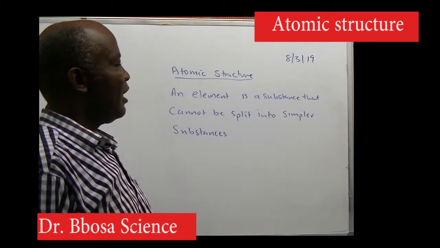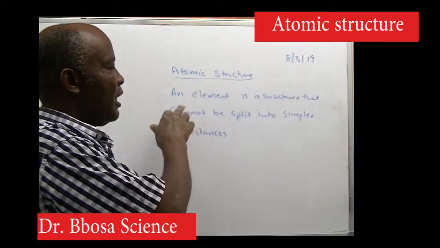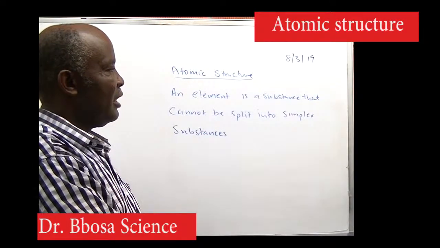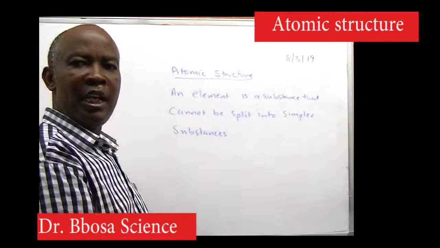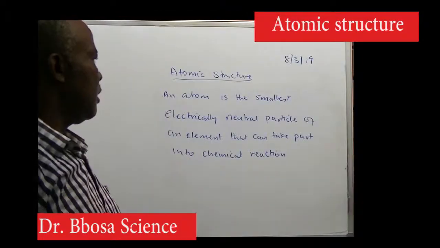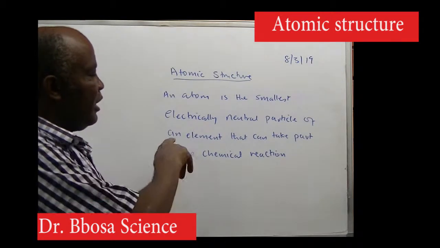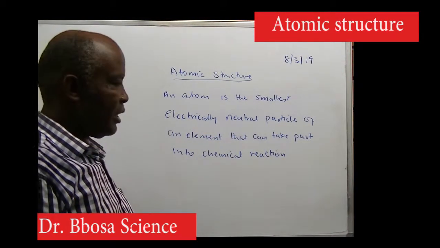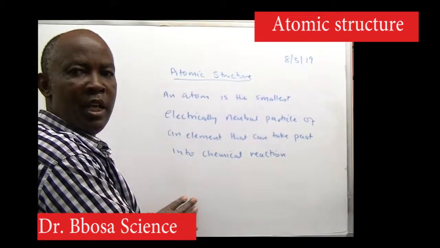Before we look at the structure of an atom, let us look at an element. An element is a substance that cannot be split into simpler substances. An atom is the smallest electrically neutral particle of an element that can take part in a chemical reaction.